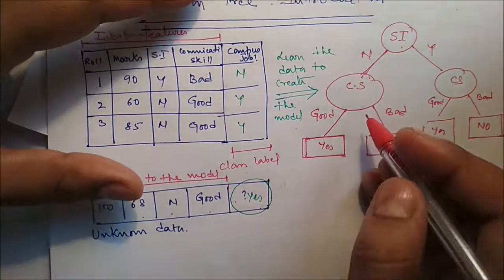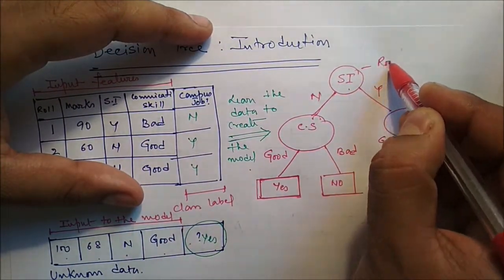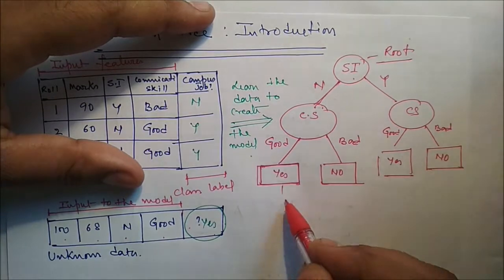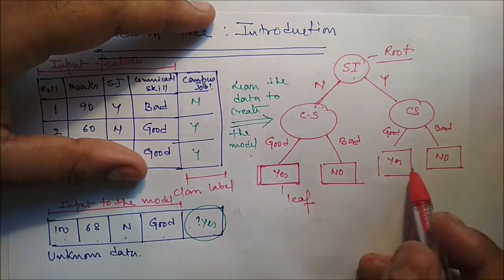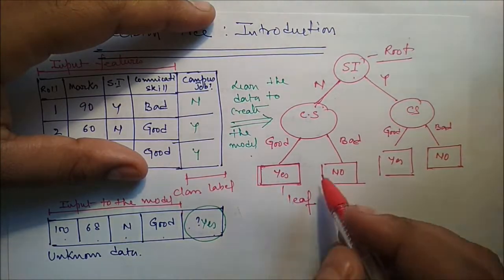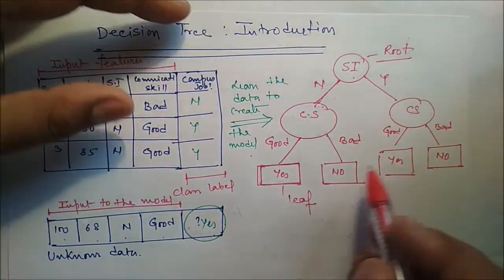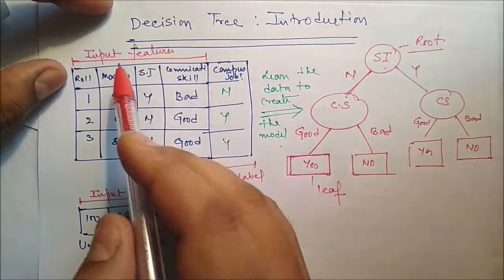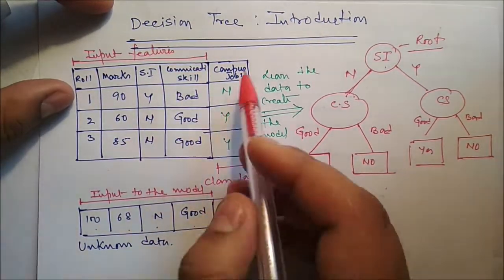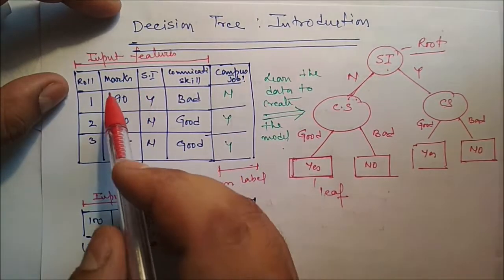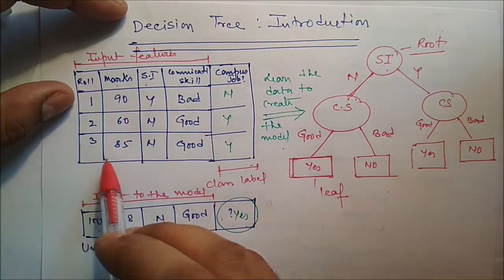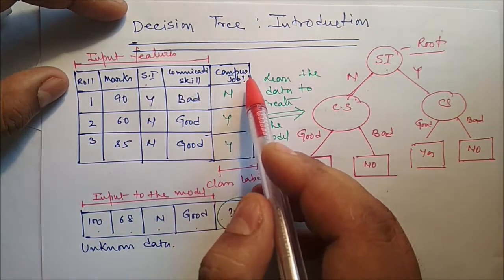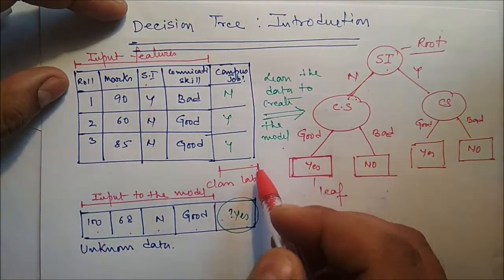This is the root, and these are the leaves, and in the leaves we just put the class levels. In any table there must be two parts: input features and the class level. In this particular table, the training data set, roll number, marks, sports interested, communication skill are called the input features, and campus job is our class level.